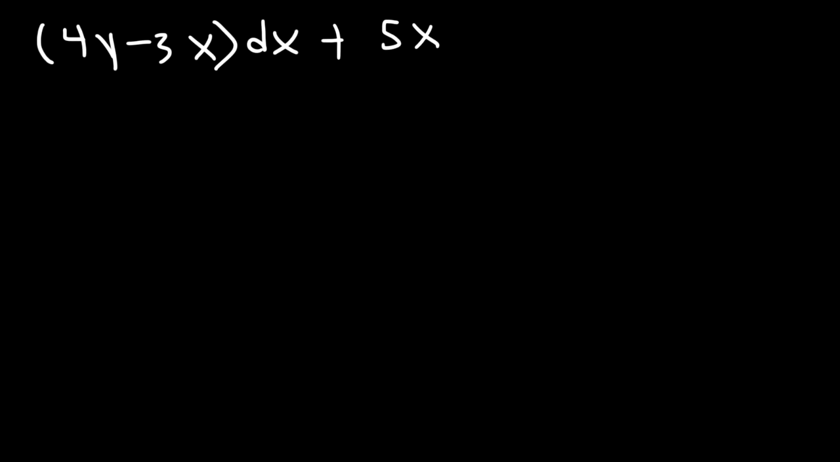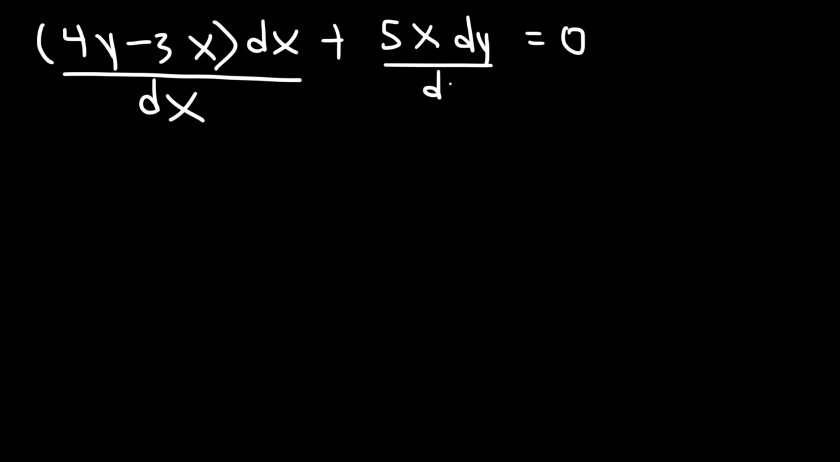Now let's move on to our next example. So let's say we have 4y minus 3x times dx plus 5x dy, and this is equal to 0. If it's in this form, how can we solve the differential equation? So we need to put it in standard form. And to do that, we need to get y prime. So we have dx and dy. Now keep in mind, y prime is dy divided by dx. So that implies that we need to divide everything by dx.